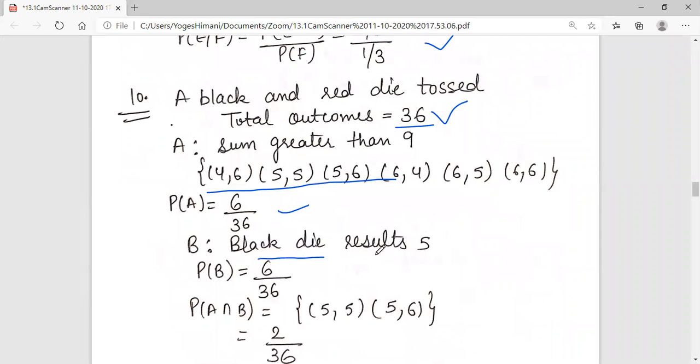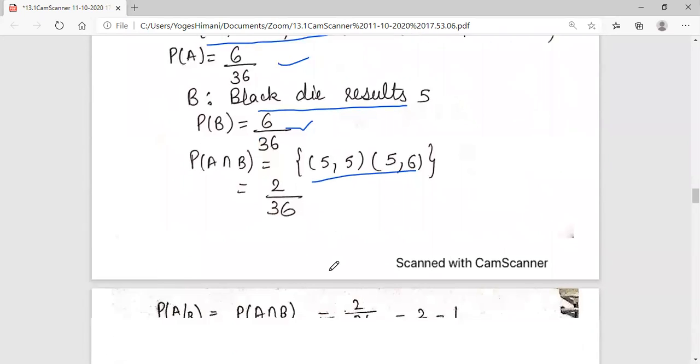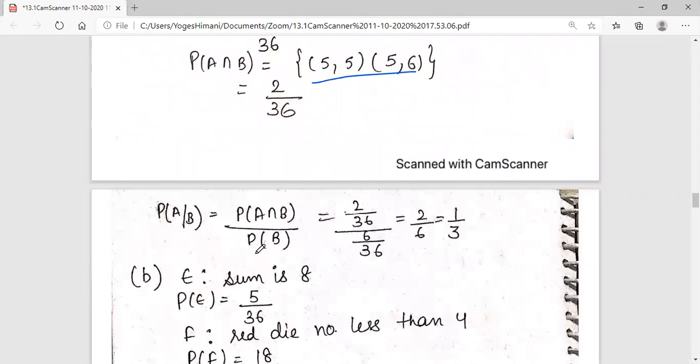Now the black die results 5. Only those outcomes will come where it is 5. That is 6 by 36. Now, in both of them, which elements are common? These are common: 5, 5 and 5, 6, so 2 by 36. Now we have to find the probability of A by B. Probability of A intersection B upon probability of B. 2 by 36 upon 6 by 36 is equal to 1 by 3.